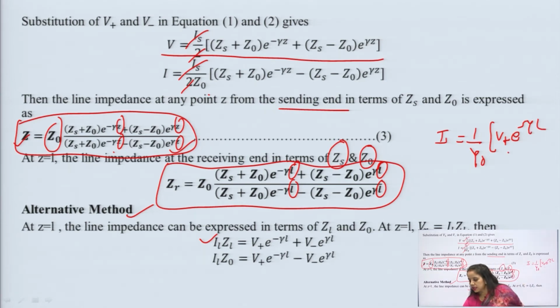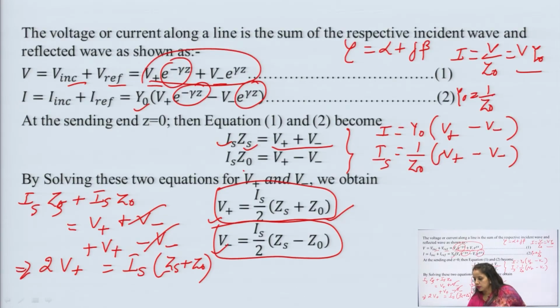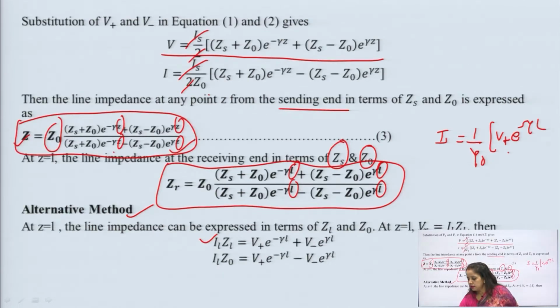and these are the general expressions which we have. So in this condition, when we are at the load end, the receiving end, Z will be replaced with L, and we have this expression IL ZL, and we know 1 upon Z0.